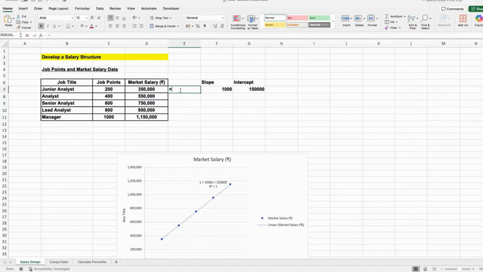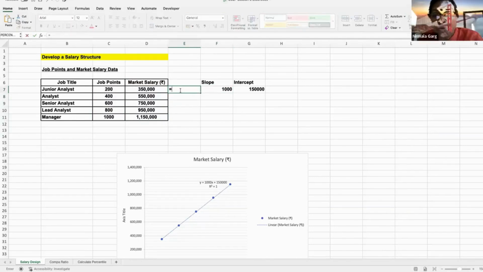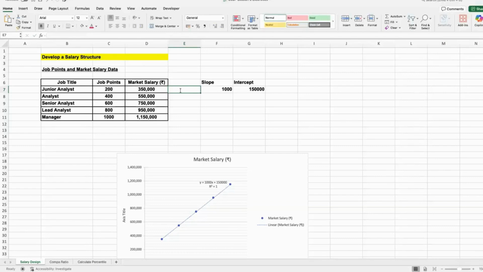These job points are actually the point value of the job, which has been arrived at by doing job evaluation through the point plan method. So I am giving points, so it's called job evaluation. Higher the points, higher is the job.